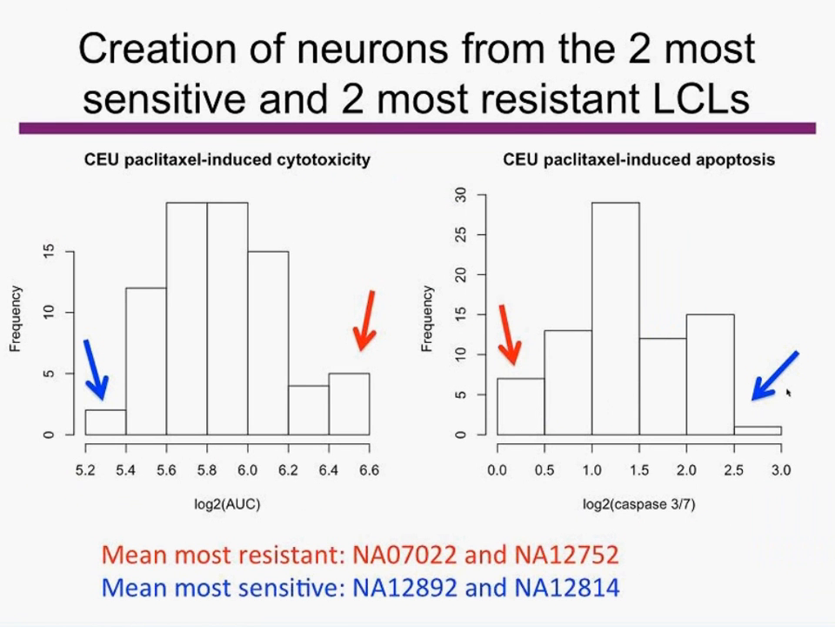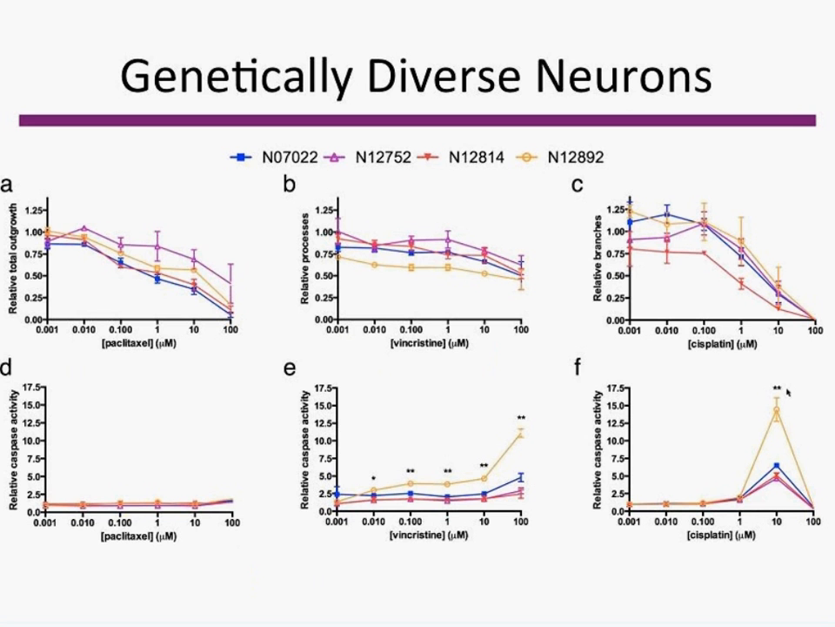And then lastly, we created a set of neurons from the two most sensitive and two most resistant lymphoblastoid cell lines. We had evaluated about 180 different lymphoblastoid cell lines, and we took the two most sensitive and the two most resistant based on both cytotoxicity and apoptosis, and then we sent them to CDI to create these iCell neurons from the lymphoblastoid cell lines. And the genetically diverse neurons cause different phenotypes that are different in terms of their significance. So for paclitaxel, we see a difference in relative outgrowth. For vincristine, we see a difference in relative processes for these four cell lines.